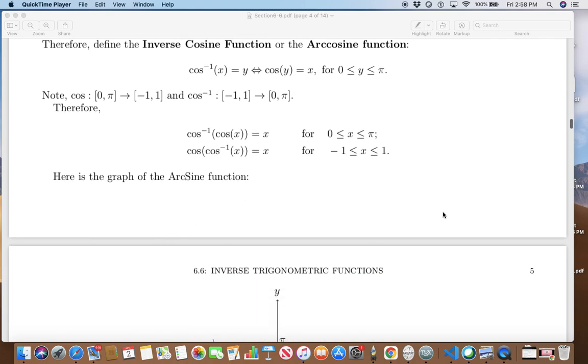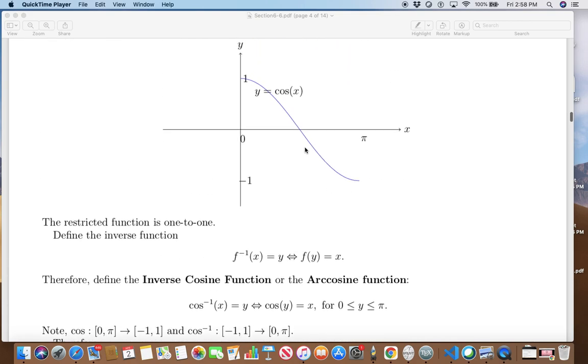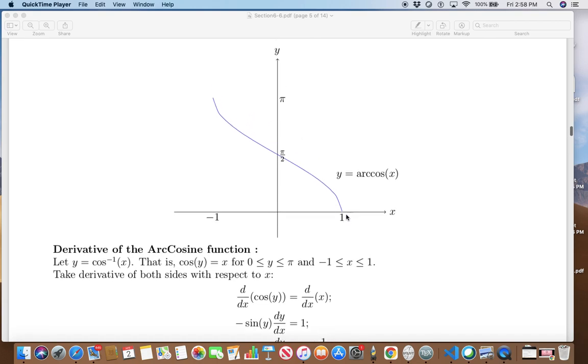So here is the graph of arc cosine. It should be cosine, not sine. So this is cosine. I need to take the diagonal line y equals x and take its reflection with respect to the line y equals x. So there you go. That's your curve y equals arc cosine x. From -1 to 1, that's your domain, and the range is 0 to pi.